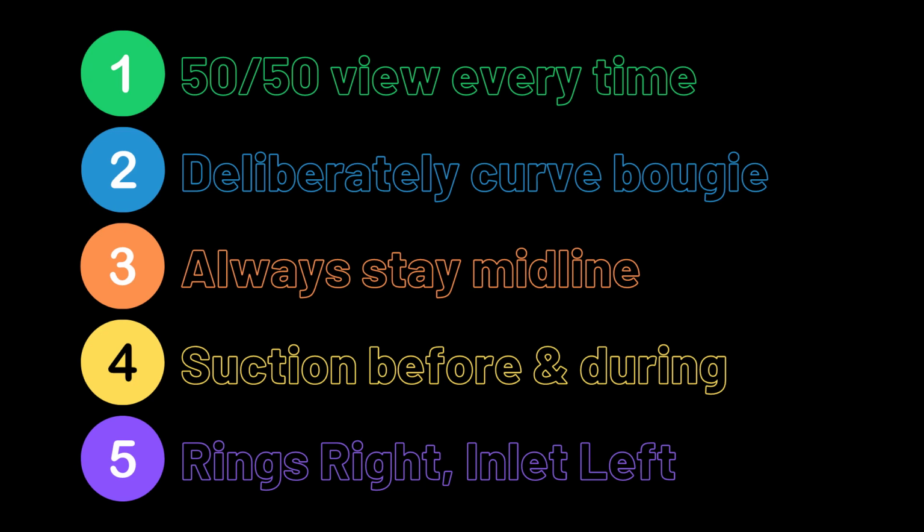Number 5, use your bougie and your tube troubleshooting maneuvers. If the bougie gets caught, rings right. Turn that bougie to the right. If your tube gets caught on the inlet in that right arytenoid, inlet left. Pull back, spin the tube to the left, and pass it through.